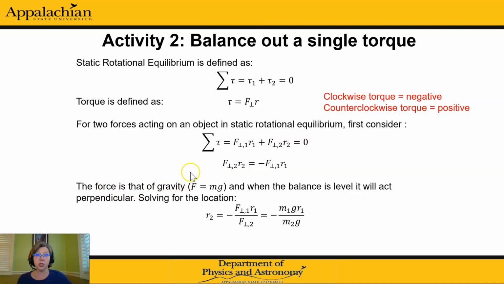If the forces we're talking about is the force due to gravity, or mg, and when the balance is level, those forces of gravity are of course going to be perpendicular to that ruler, we can solve for the location of a particular mass by considering the force of gravity times the first distance over the force of gravity of the second object.